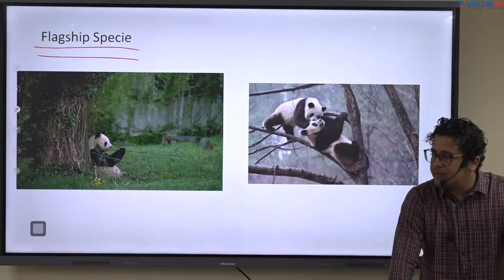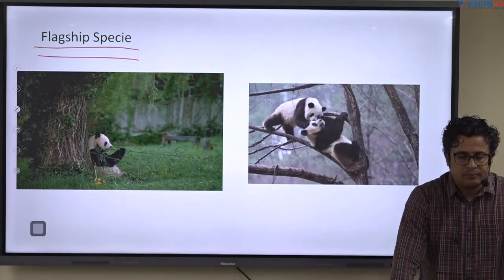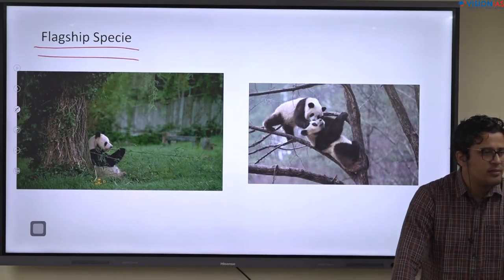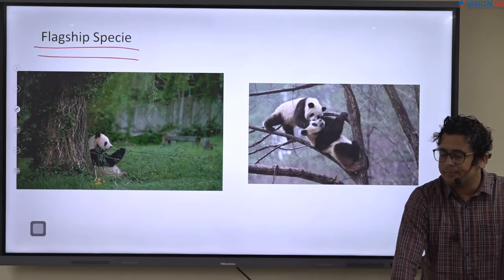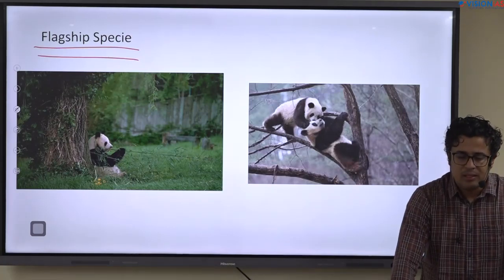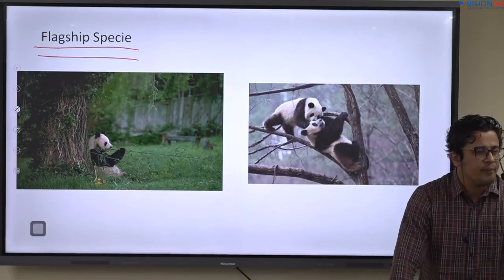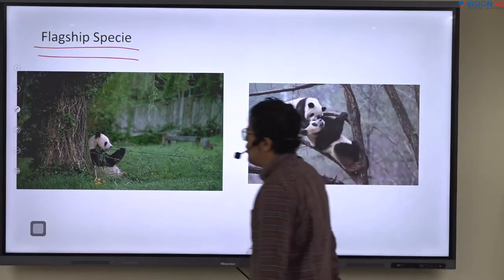Are you clear on these three definitions? What is umbrella, keystone, or what is flagship species? Done? Okay. Be clear on the definitions, they come in your current affairs. Okay. So let's get back to theory portion and we will discuss about hotspots.